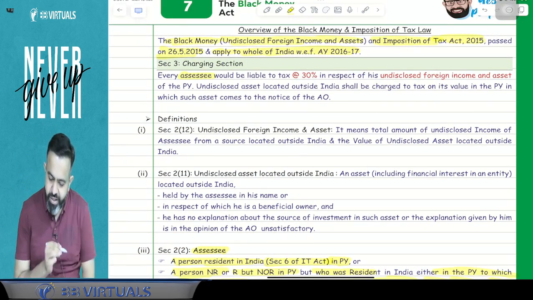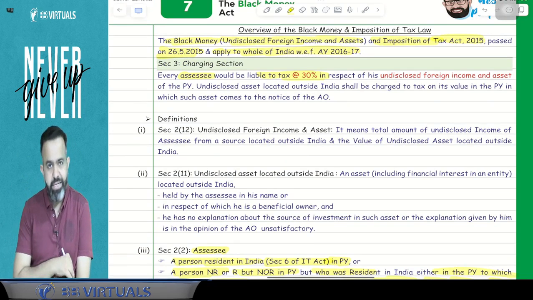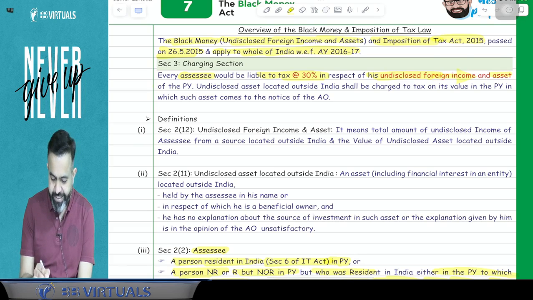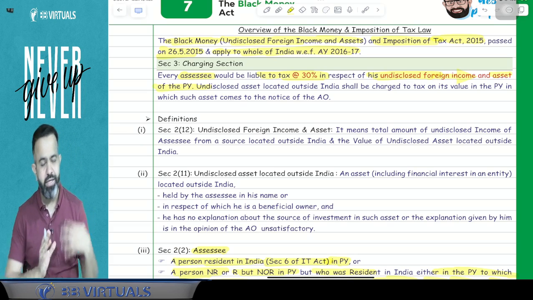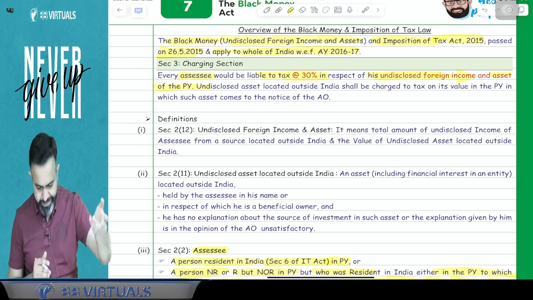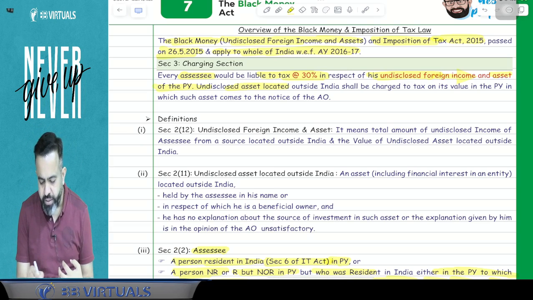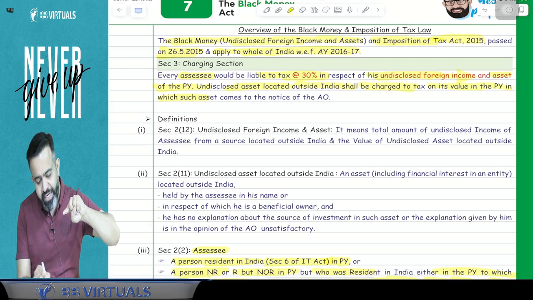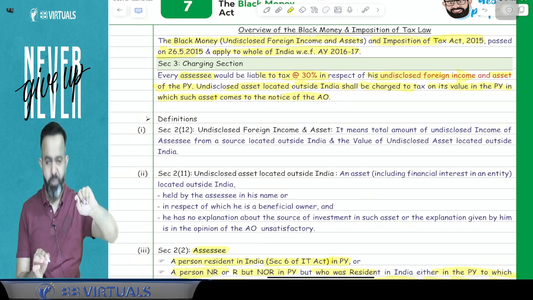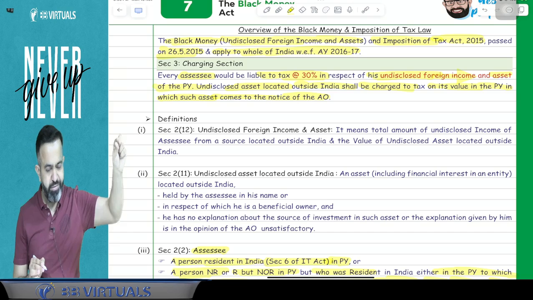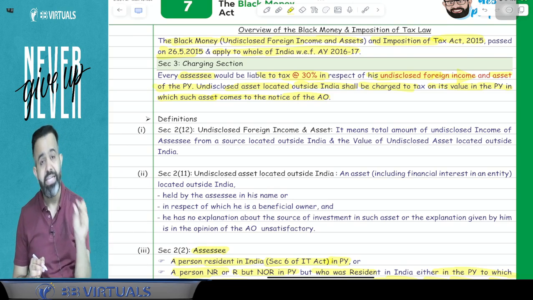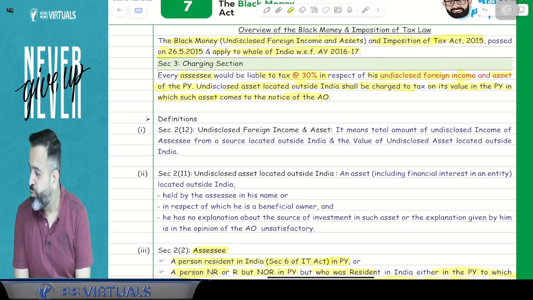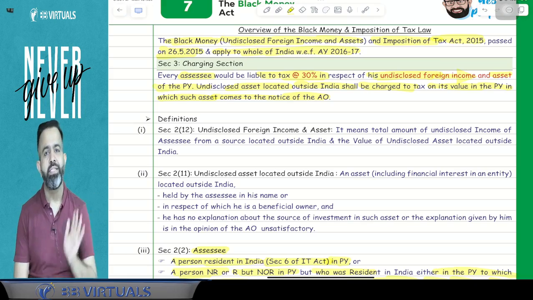So here the assessee would be liable to pay 30% tax in respect of undisclosed foreign income and asset of the previous year. Now an undisclosed asset located outside India shall be charged to tax on its value in the previous year in which such asset comes to the notice of the AO. So suppose I acquired the asset 20 years ago, but it came to the notice of the AO in the current year, so it is going to be charged in the current year.